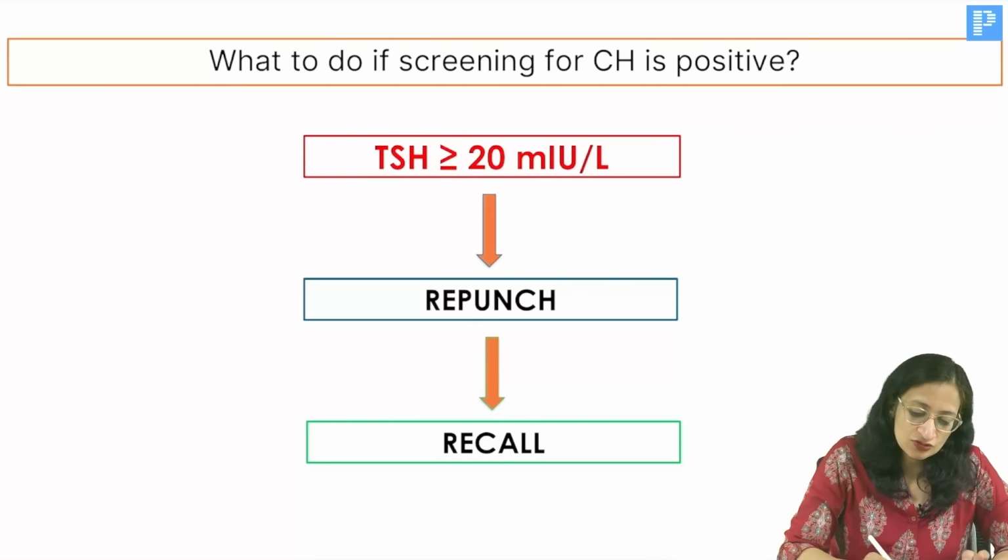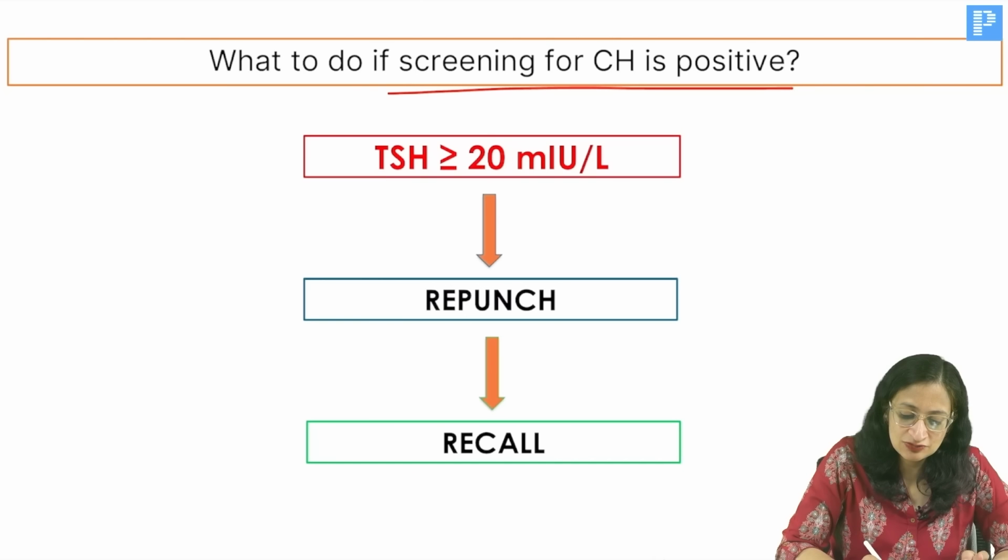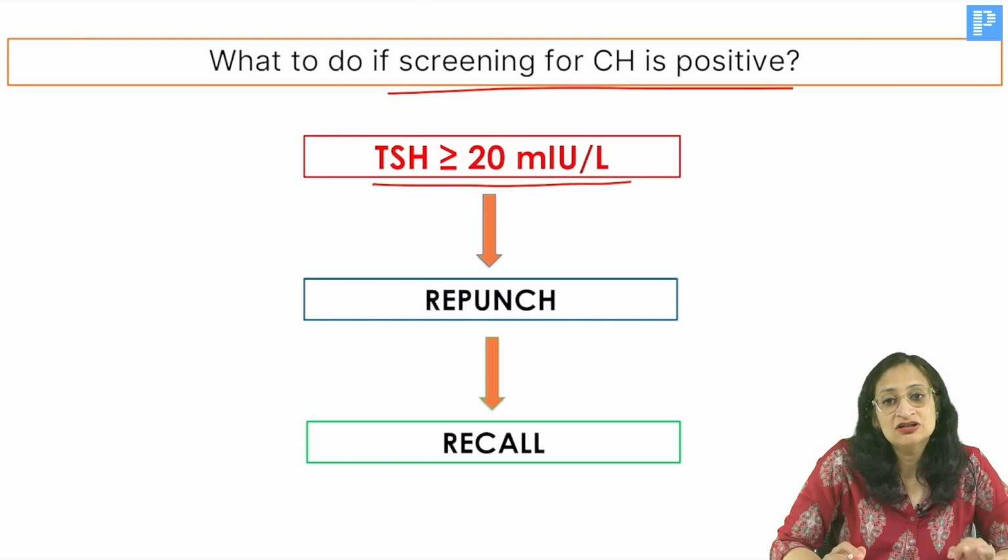Now, what if the screening for CH is positive? That means TSH is more than 20 milli-international units per liter.